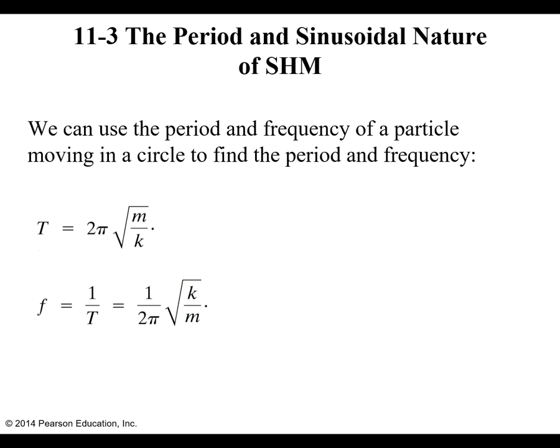The period, of course, being the time it takes for one full cycle. So you have a spring at a maximum amplitude, it goes to a negative amplitude, then back to a maximum amplitude. That time would be your period. Then the frequency would be 1 divided by that period. So the period we found to be 2 pi times the square root of m over k. Frequency would just be 1 over that, so 1 over 2 pi times the square root of k over m.